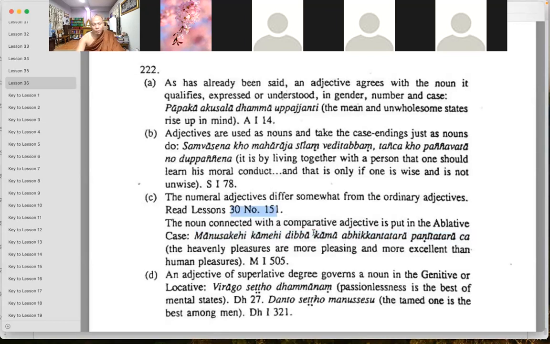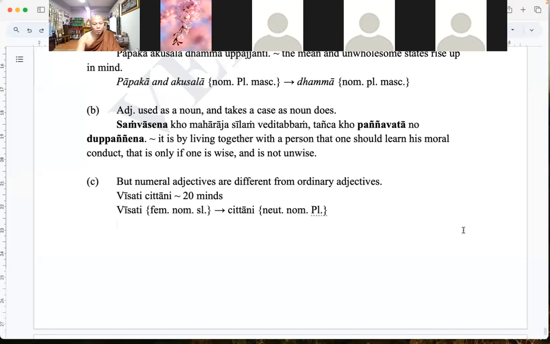But the other one, the noun connected with the comparative adjectives is put in the ablative case. So that is the comparative construction, like better than or lower than. So it's the ablative case, and maybe sometimes the instrumental also. That one we have learned already. So in connection with comparative adjectives, the noun takes the ablative or maybe instrumental also.